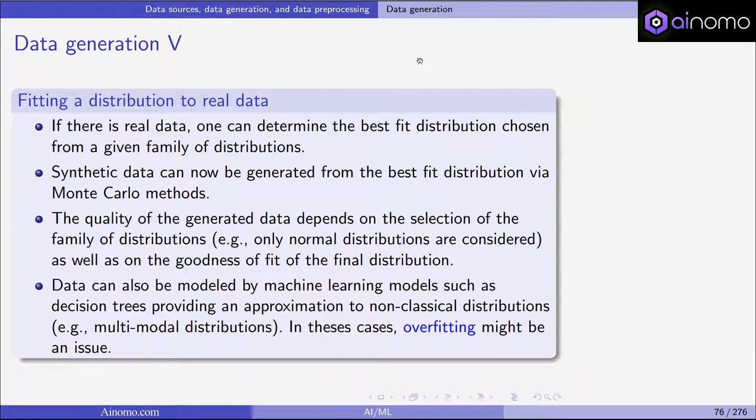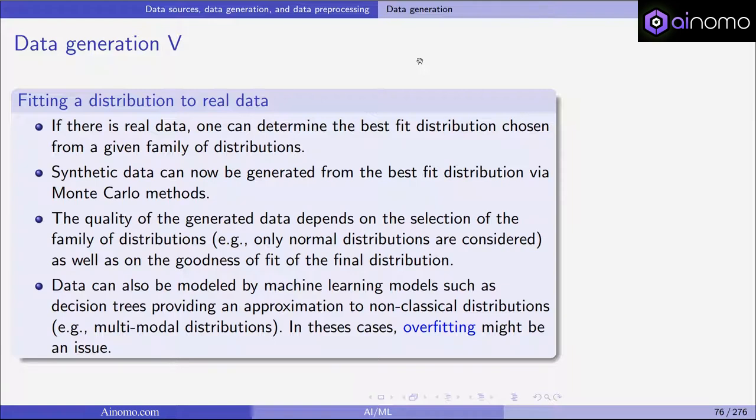The quality of the generated data obviously depends on, first of all, the selection of the parametric form of the distribution, and also on the estimation. So we might want to try a goodness of fit test. We want to check how far the fitted distribution is from the empirical distribution function.